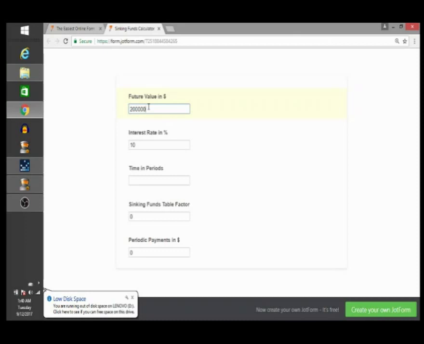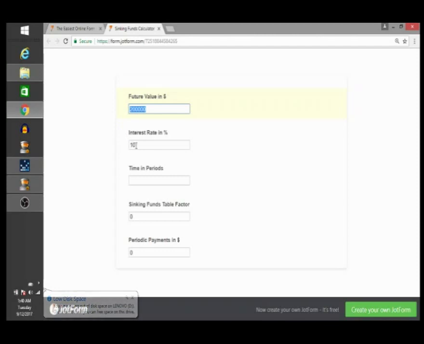Now we need to figure out what is the periodic payment that the shareholder needs to make. Let's say you are a shareholder, or someone you know is, and the equipment that you're working on is the one giving you problems. So what is the money that you need to deposit, or what is the periodic payment that you need to pay at the end of every period to get your future value? In this case, our future value is $200,000.